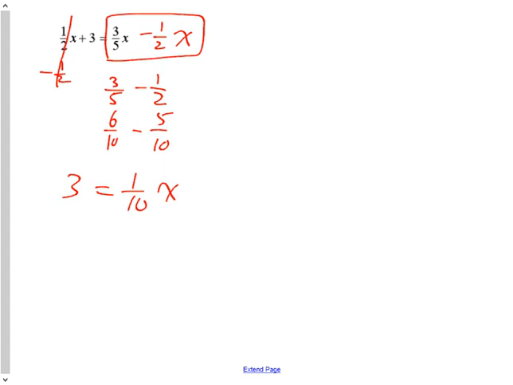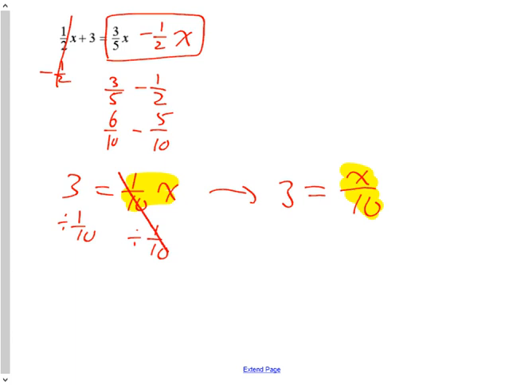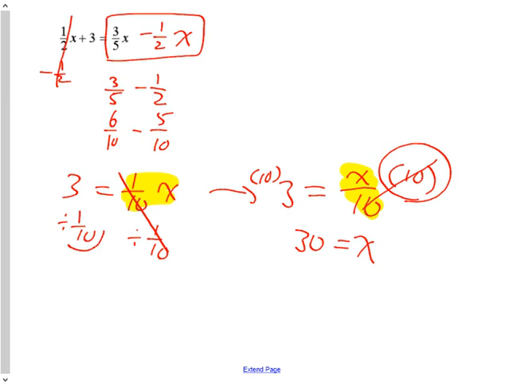Now at this stage, you might want to consider thinking of it like this, because 1/10 x written this way is the same thing as this. And the only reason why I say that is I can divide by a tenth to get rid of the multiplier of a tenth, or I can multiply by 10 to get rid of this. And when I think about it, multiplying by 10 is the same thing as dividing by a tenth, because you're going to change the multiplication by the reciprocal, right? If you divide by a fraction, you multiply by the reciprocal. So either way, you end up with the answer of x equals 30.